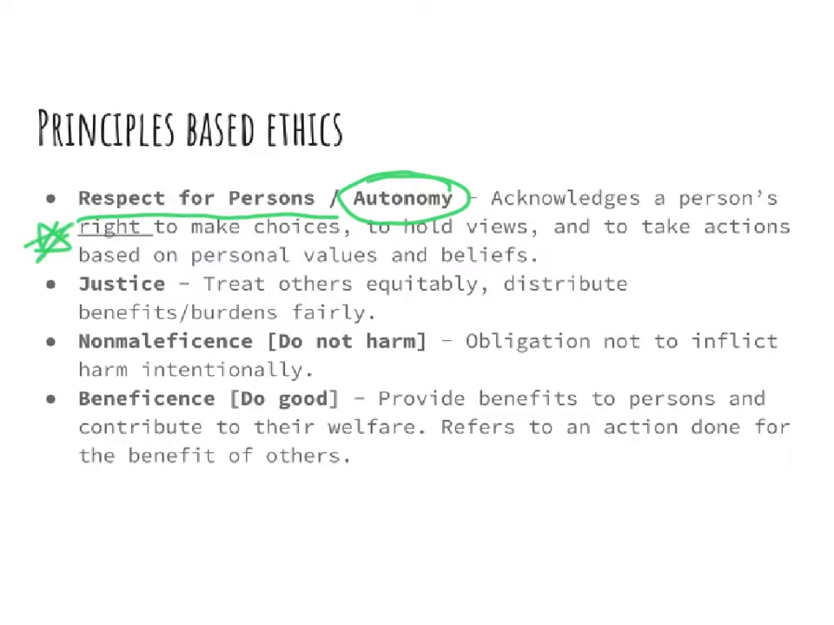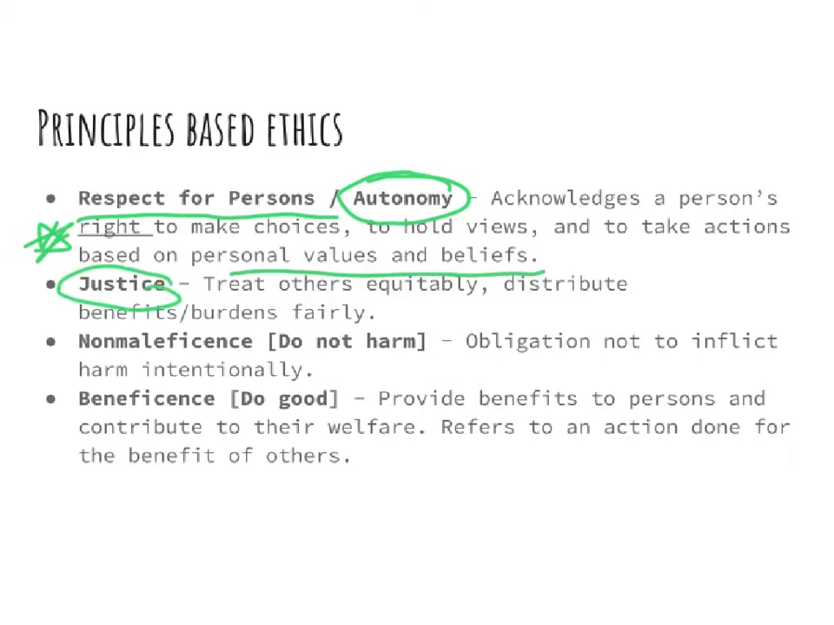So that's why we have that with this chapter. We've been talking about rights to hold views and take actions based on personal values and beliefs. And that's where the autonomy comes in. It's the idea that I am an autonomous individual, and my right to make my own decisions needs to be respected. The next principle is the principle of justice.